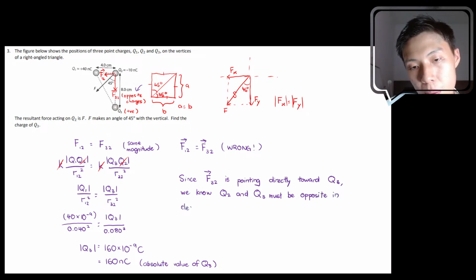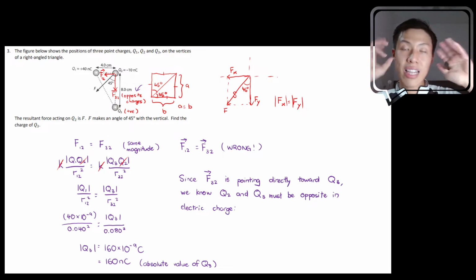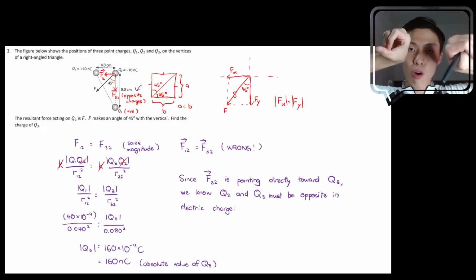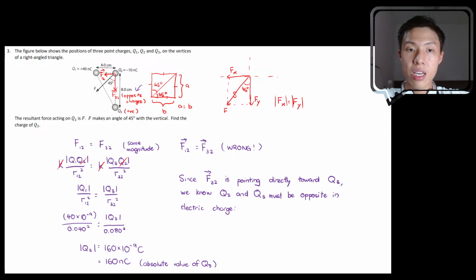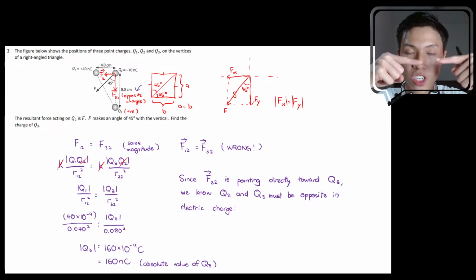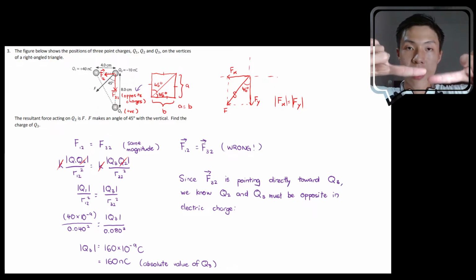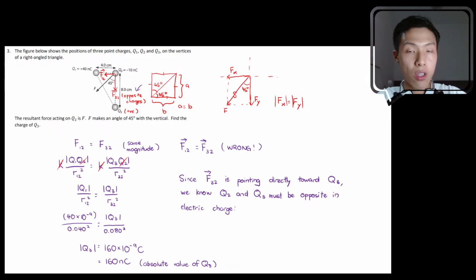Okay, why does pointing directly towards Q3 mean they must be opposite in electric charge? Because if it's like charges, the force will point away from each other. But if it's opposite charges, the force will point towards each other, because for an attractive force, the force points towards each other. If it's a repulsive force, then it will point directly away from each other. Now it's toward each other, therefore we know that it's an attractive force. Because we know it's an attractive force, we know that Q2 and Q3 must be opposite in electric charge.